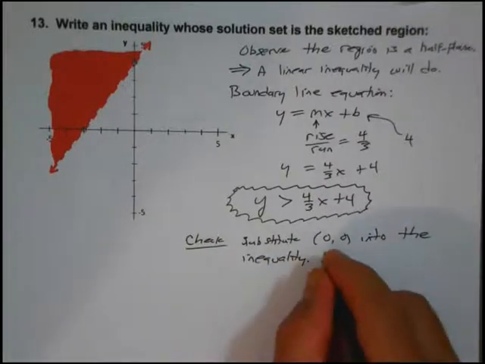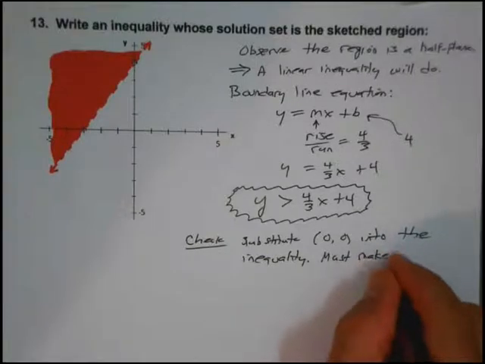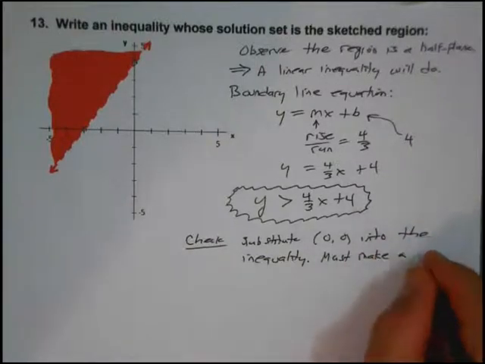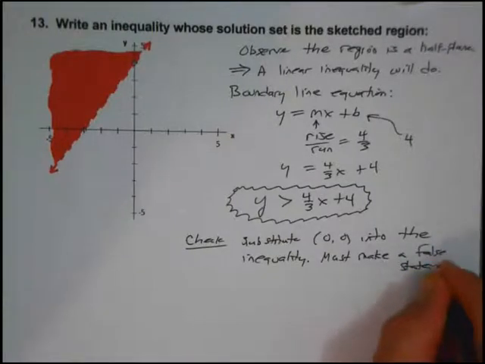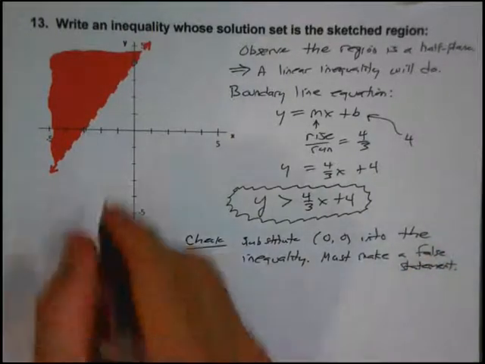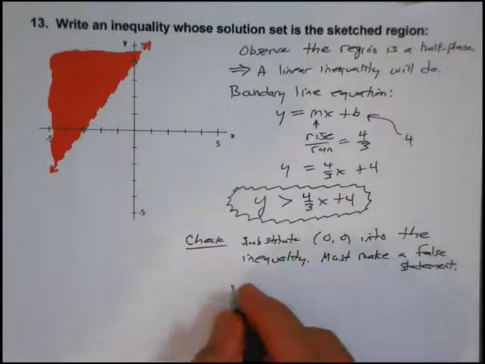It must make a false statement, because 0, 0 is not in our region, not in the solution set. Okay, let's see what happens here.